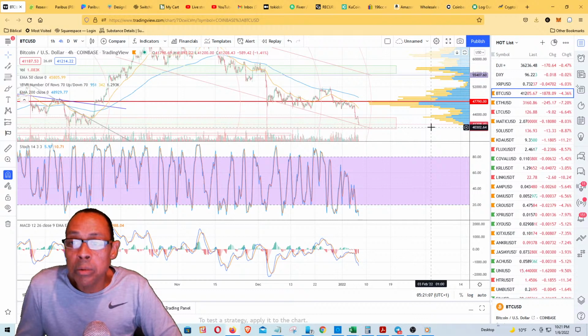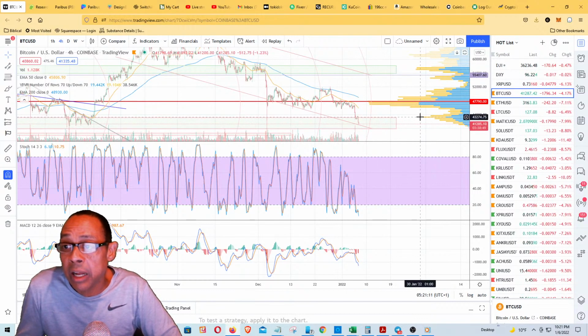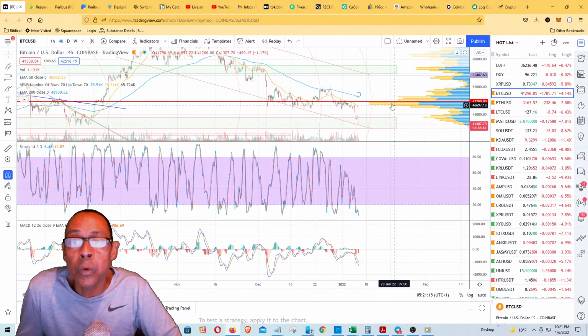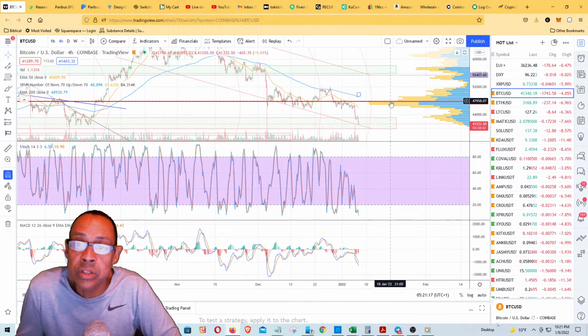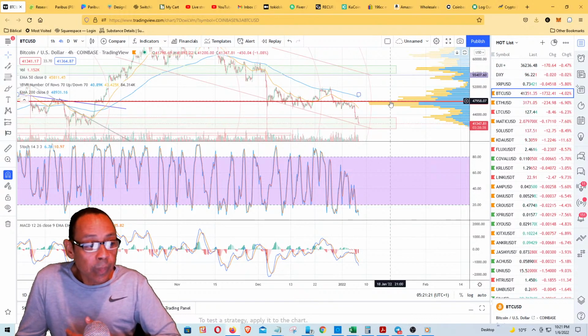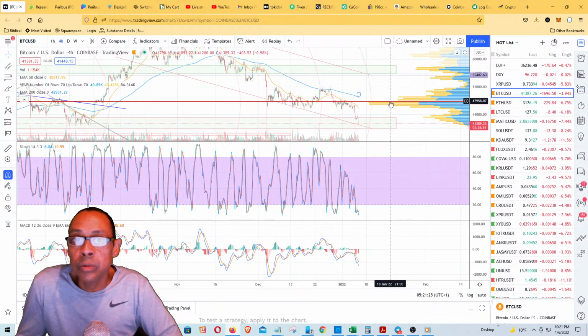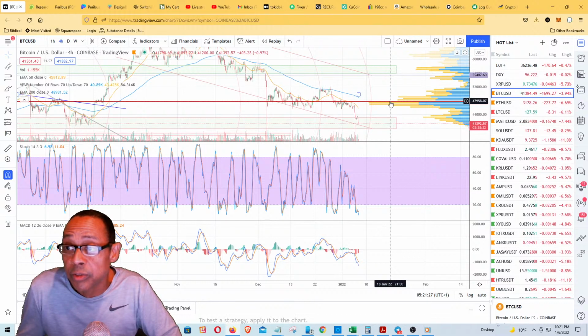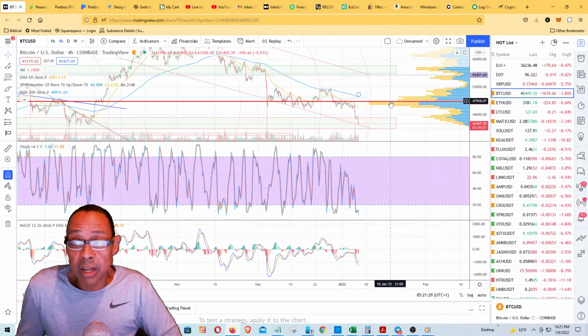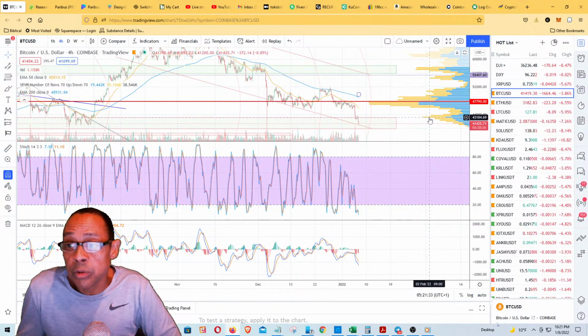So right now, we would assume that if we were to bounce off this line, here's our first target coming back to 43,200-ish. Second target would be at the point of control price, or the biggest VPVR node, at 47,958. If we are to expect Bitcoin to gather itself and break out of this funk, this is where we would expect it to go to, the 43 and then the point of control price right there.